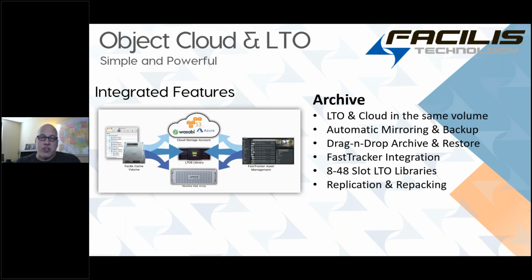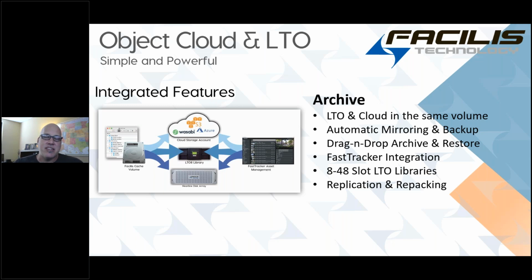We use FS Mirror, which is their product, and that's a standard file system movement application that can automate movement between your project volumes and the cache. And then whatever happens on the cache, of course, as far as retention or upload or to LTO or whatever is all managed there. Drag and drop, archive and restore, I mentioned before, FastTracker integrations, those are all active whether you're using LTO or cloud. And of course, as you get into remote access and things like that, we'll talk about how best to use it in those ways. 8 to 48 slot LTO libraries directly on the Facilis server itself.